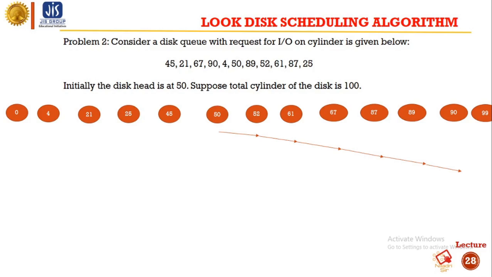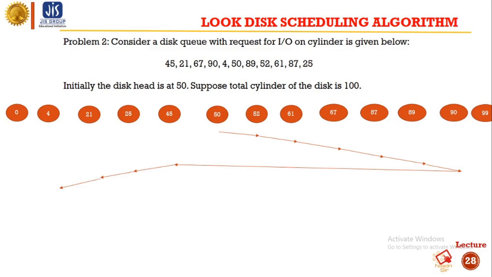But in the LOOK disk scheduling algorithm, which is an advanced version, we will not move from 90 to 99. We will move to the other direction, so we'll move from 90 to 45. In the opposite direction the first element is 45. From 45 we will again move to 25, from 25 to 21, and from 21 to 4.